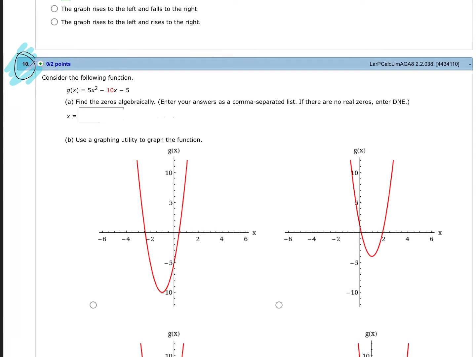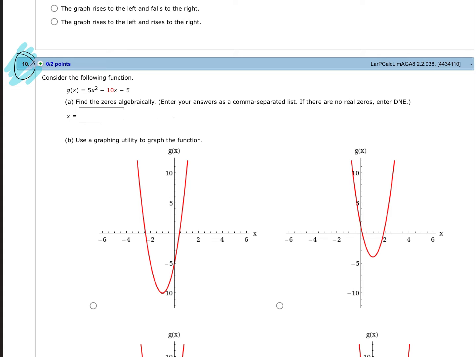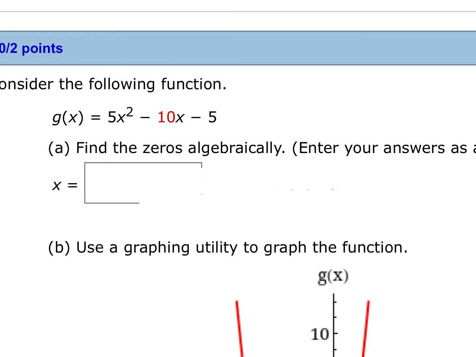so looking at number 10, it says, consider the following function, find the zeros algebraically, and then we need to graph it. How do I find the zeros? We factor. How can I factor this? What should I do first? Perfect. We're going to take out a 5, so I'm going to divide all of these by 5. And then I'm left with x squared minus 2x minus 1.